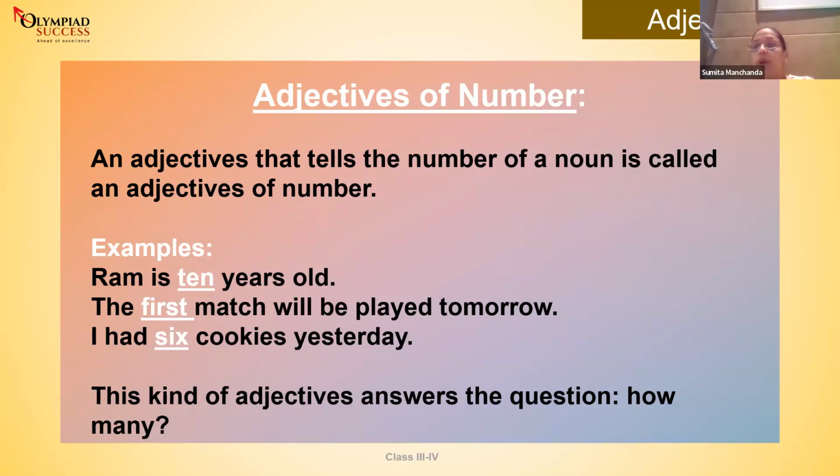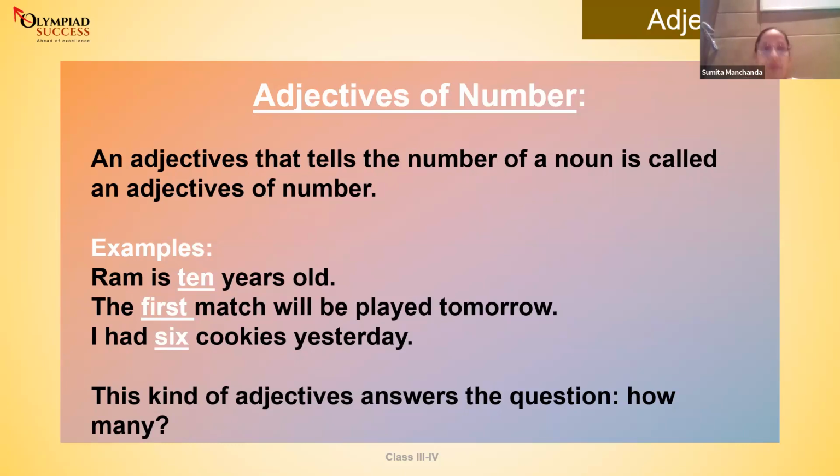Now, when I talk about quantity, we never go with numbers. We never say 2, 3, 4, 5, 6, first, second, third. We never. We are not supposed to because we can't count them. But when we talk about number, we can count them. So we can go with numbers. Okay.